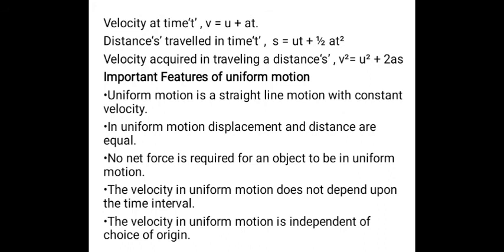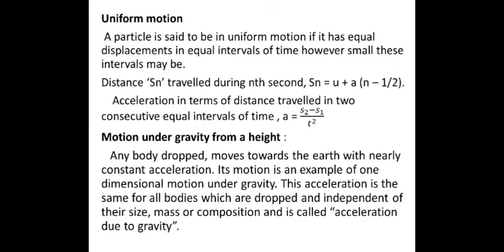The velocity in uniform motion is independent of the choice of origin. Next, we see what uniform motion is. A particle is said to be in uniform motion if it has equal displacements in equal intervals of time, however small these intervals may be.